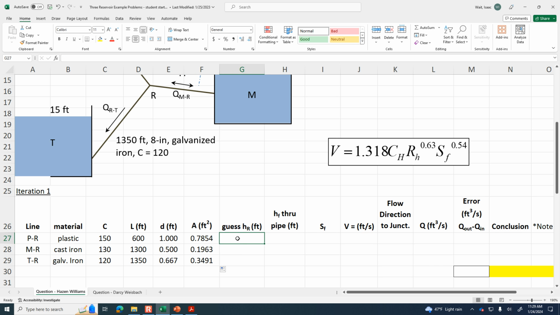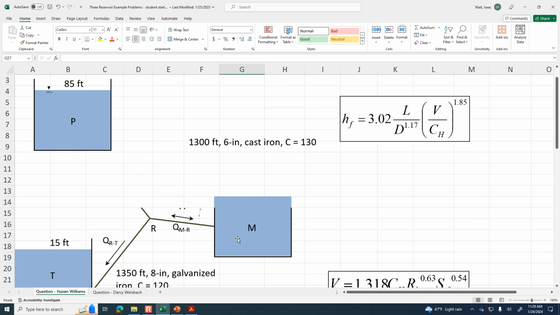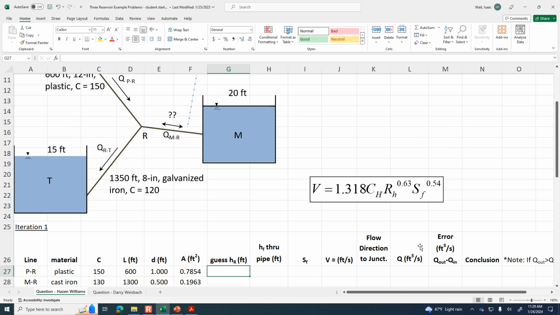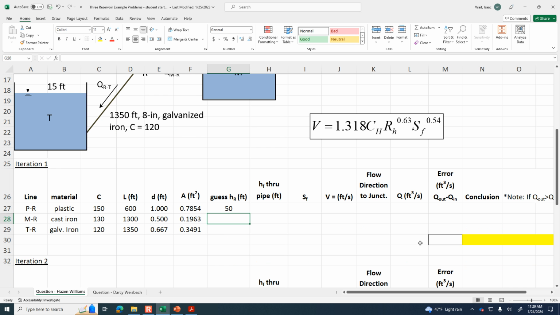Now, our initial guess, let's just say, what if there's 50 feet of energy at R? Let's use that as a starting guess. So 50 feet. And rather than type 50 in 3 times, I'm just going to have equals and refer back up to here, equals, refer to the cell above it. That way if I wanted to change my guess, everything updates automatically based on the value I have in the first cell. All right.